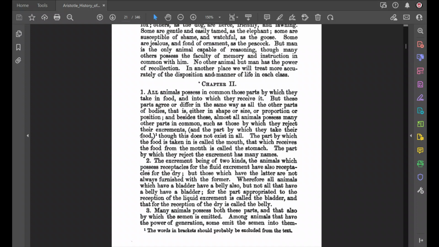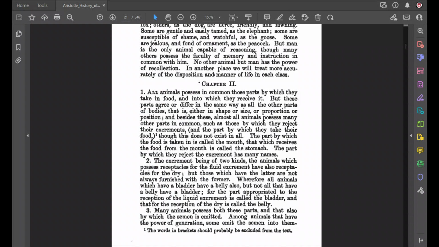But these parts agree or differ in the same way as all the other parts of bodies, that is, either in shape or size, or proportion, or position. And besides these, almost all animals possess many other parts in common, such as those by which they reject their excrements, and the part by which they take their food, though this does not exist in all animals. The part by which the food is taken is called the mouth. That which receives the food from the mouth is called the stomach. The part of the body by which they reject the excrement has many names.